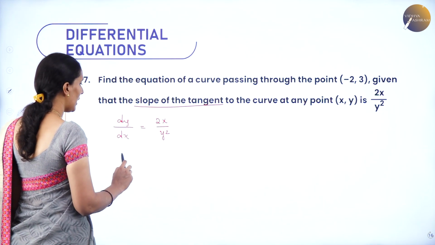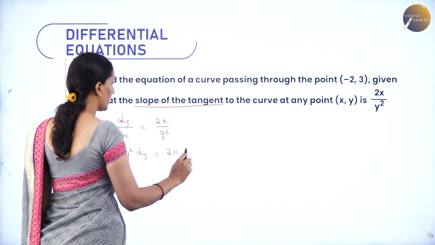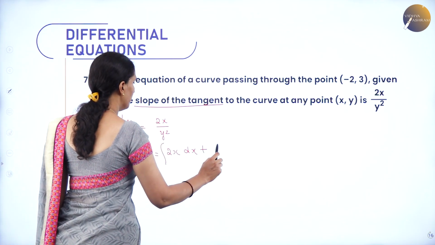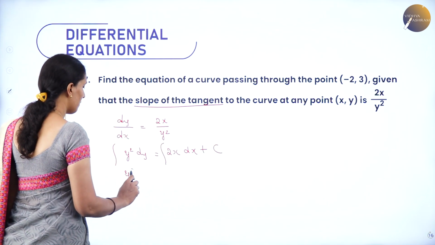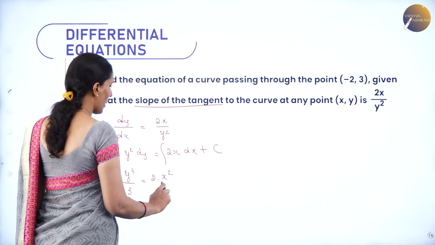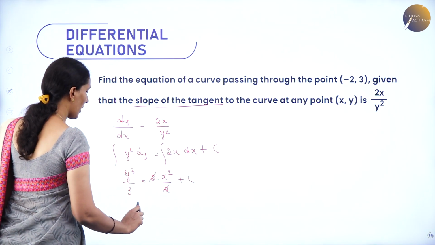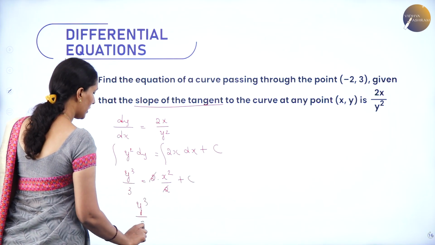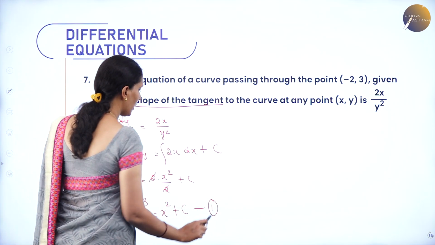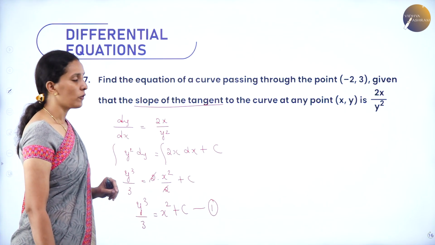So let me take it as y square dy is equal to 2x dx. Let me integrate it on both sides. Then this becomes y cube divided by 3 equals 2 into x square by 2 plus c, the 2 gets cancelled. So I can write y cube by 3 is equal to x square plus c. Take it as equation 1. So this is the general solution for the given slope of the tangent.